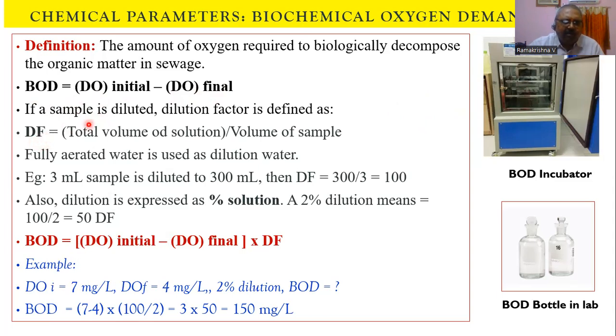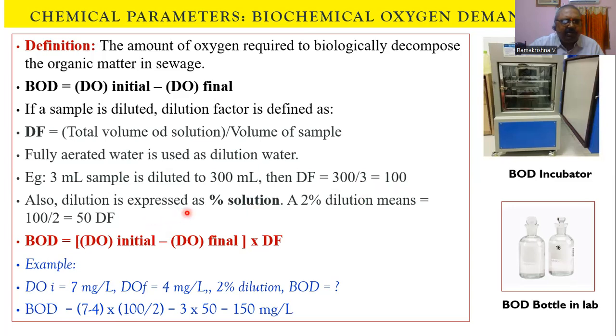Why are you going to do that? When the sample is diluted, we apply the dilution factor: total volume of the solution divided by volume of sample. When you're diluting, we use fully aerated water, because we are going to supply a full amount of oxygen for complete decomposition in the sample. For example, you take only 3 ml of sample and make it up to 300 ml dilution. Total volume is 300, actual sample is 3. So dilution factor is equal to total volume divided by actual volume of the sample, which is 100.